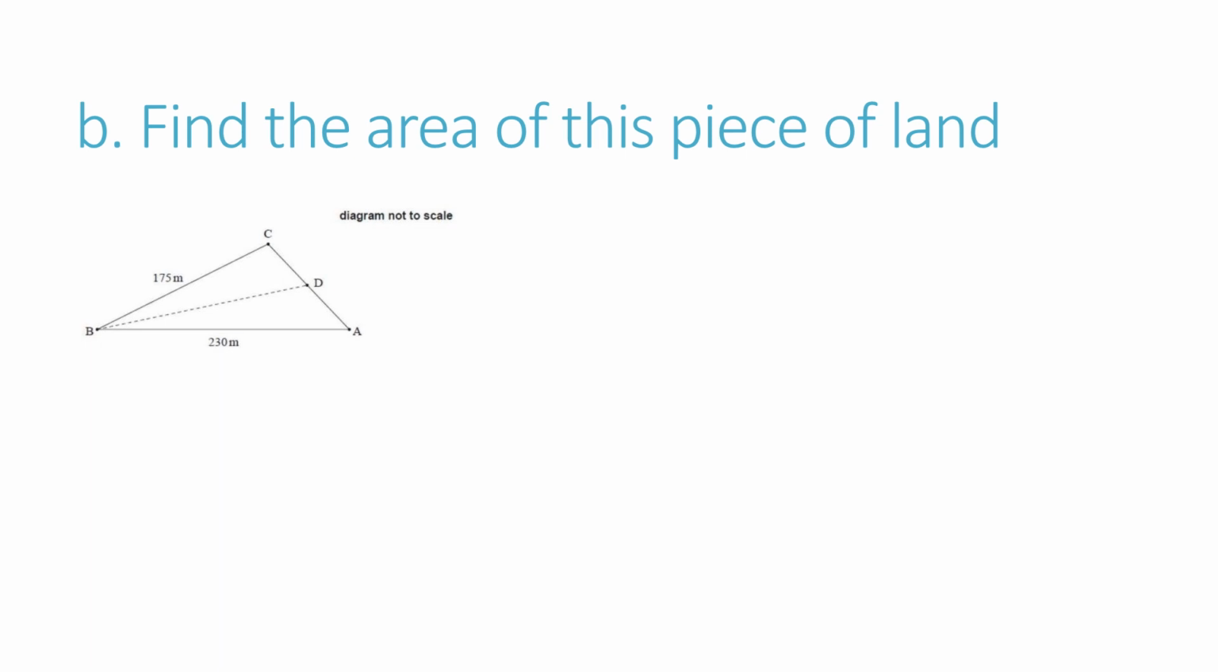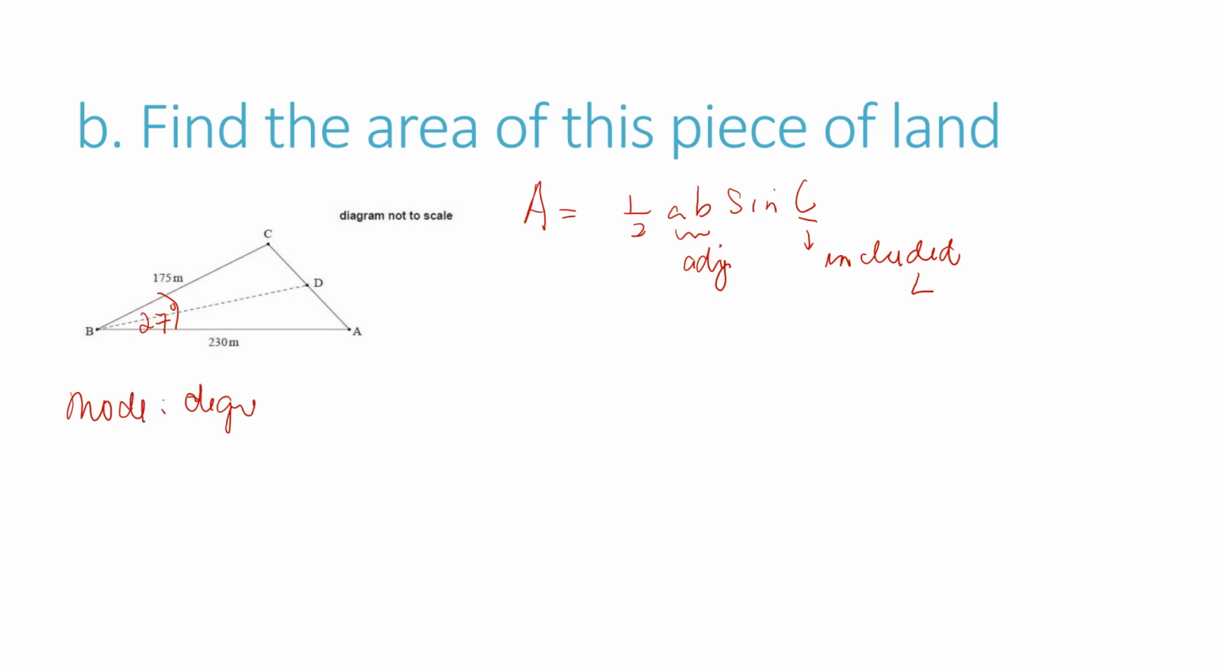For this problem, we would like to find the area of this piece of land. We will just be using the formula for the area of a triangle, which is 1/2 ab sine C. Again, this refers to the adjacent sides, and this is the included angle, which we know to be 27 degrees. Make sure that the mode of your calculator is set to degrees. When you encode it, you don't have to put the degree symbol. So the area equals 1/2 of 175 times 230 times sine 27. You just write sine 27 because it's already in degree mode.